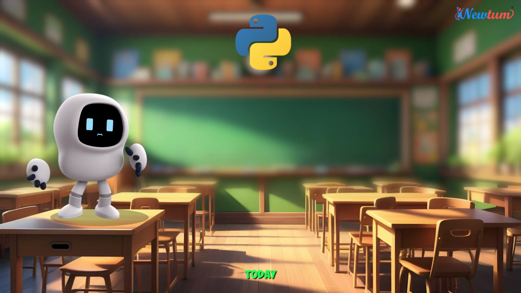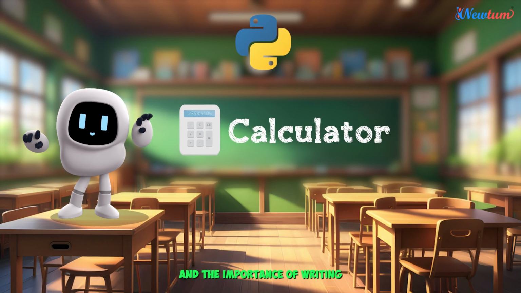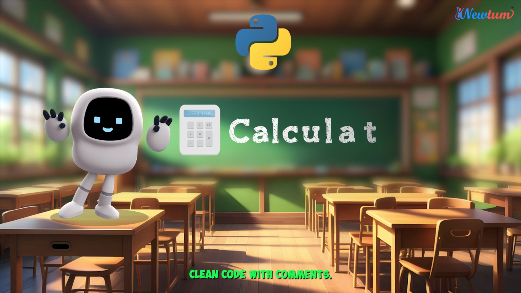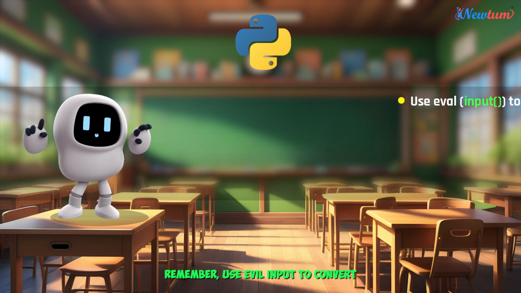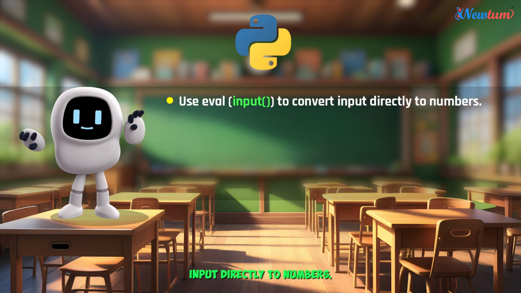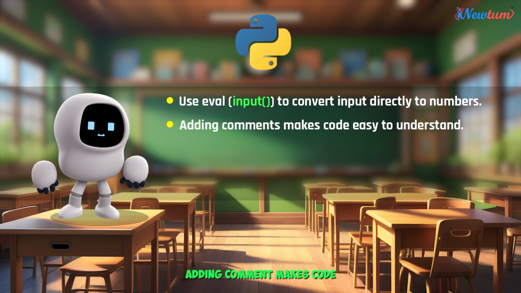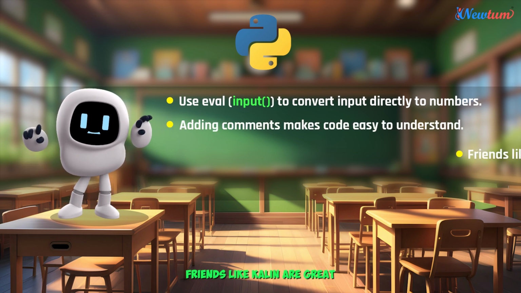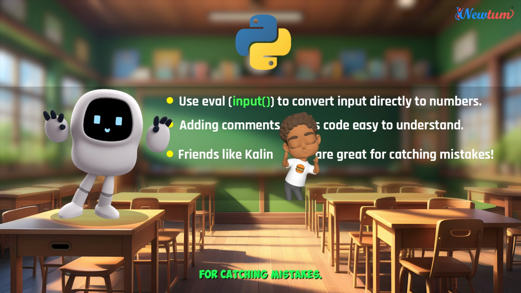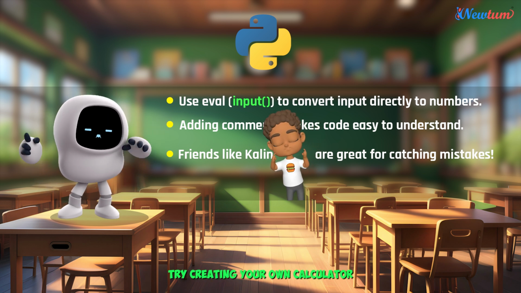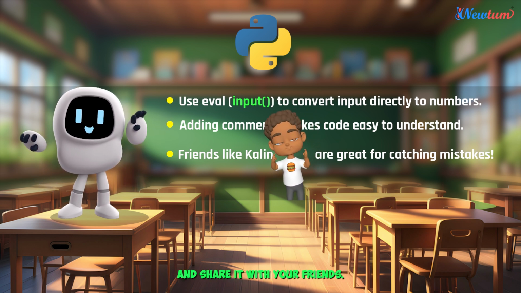Hey friends, today we learned how to build a simple calculator and the importance of writing clean code with comments. Remember, use eval input to convert input directly to numbers. Adding comments makes code easy to understand. Friends like Kaylin are great for catching mistakes. Now it's your turn. Try creating your own calculator and share it with your friends.